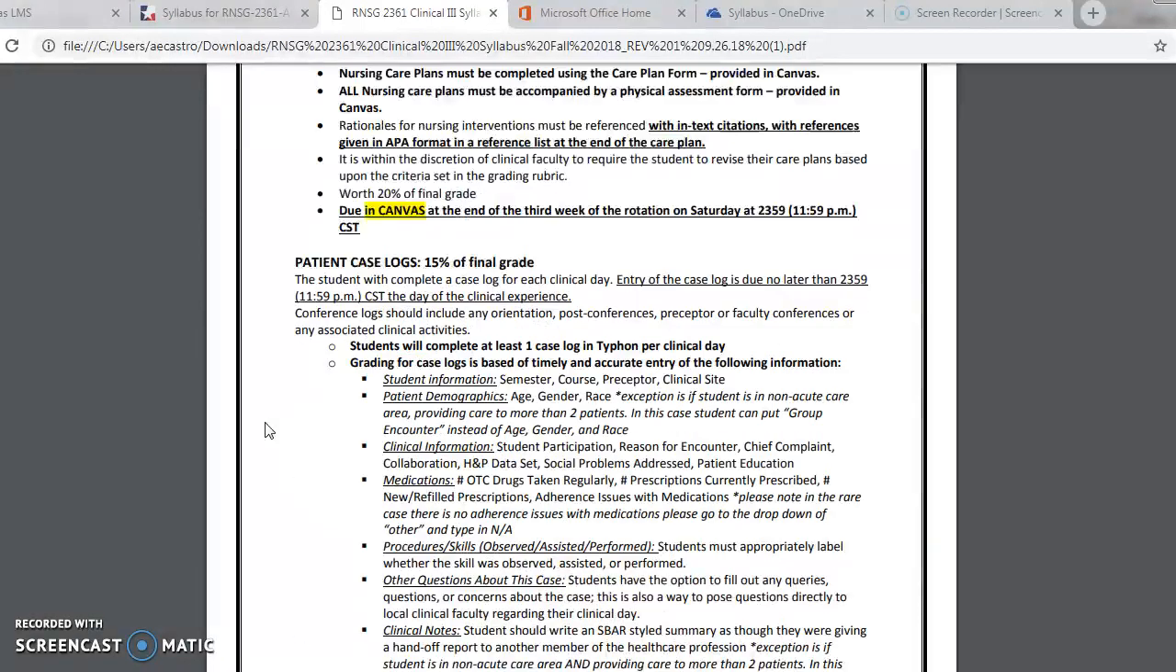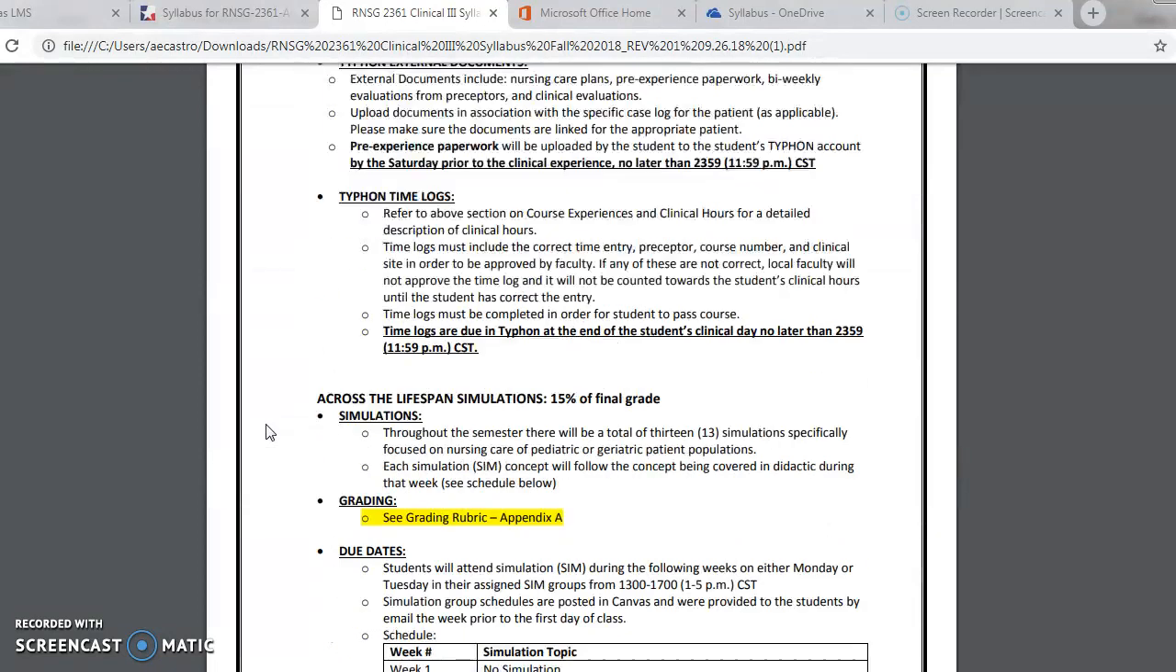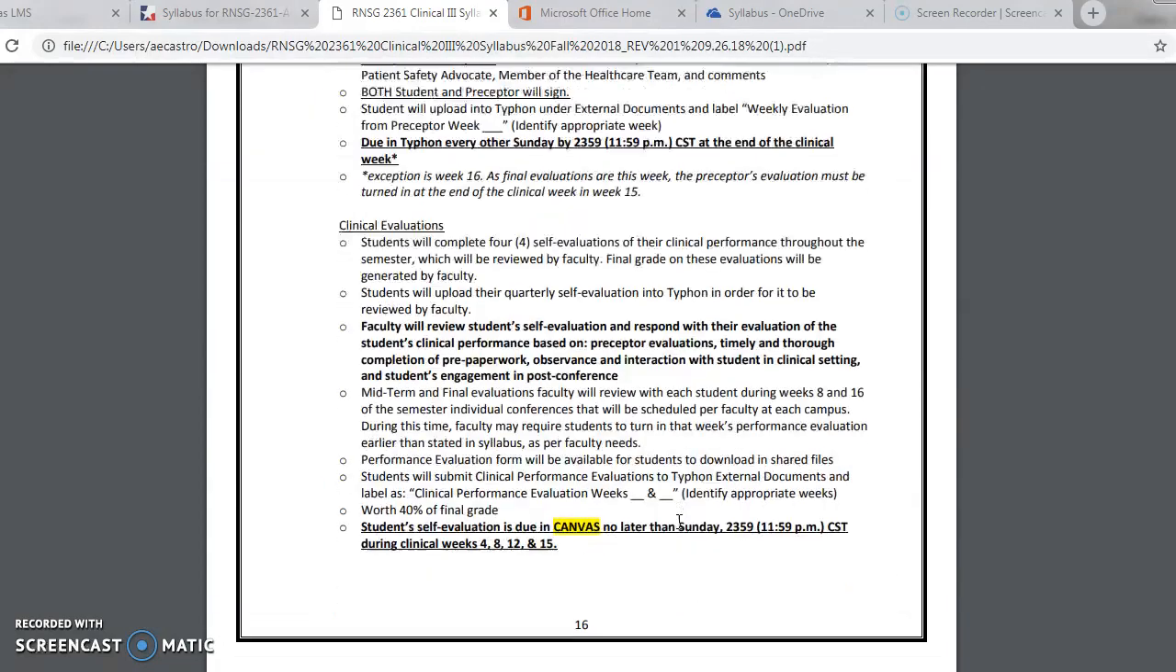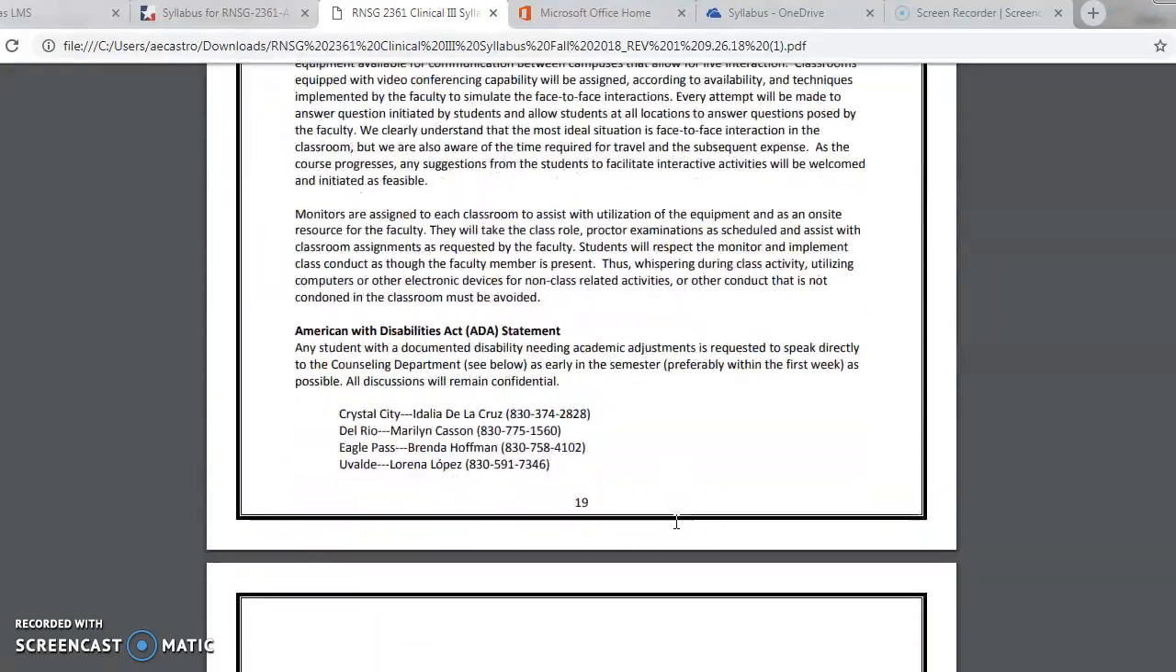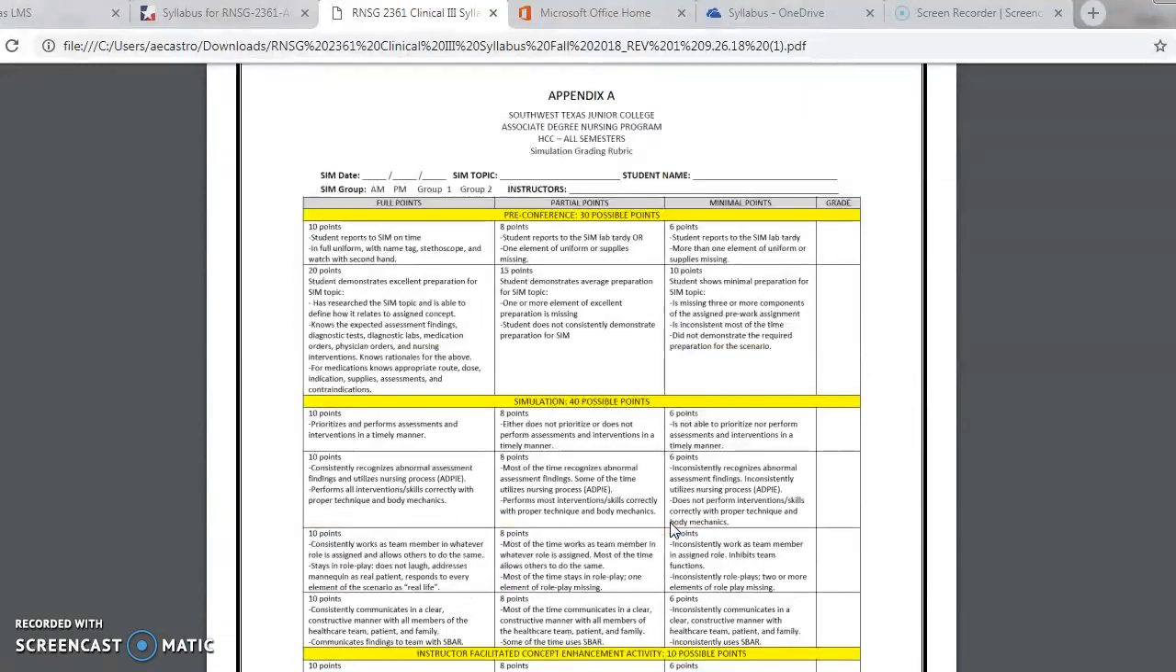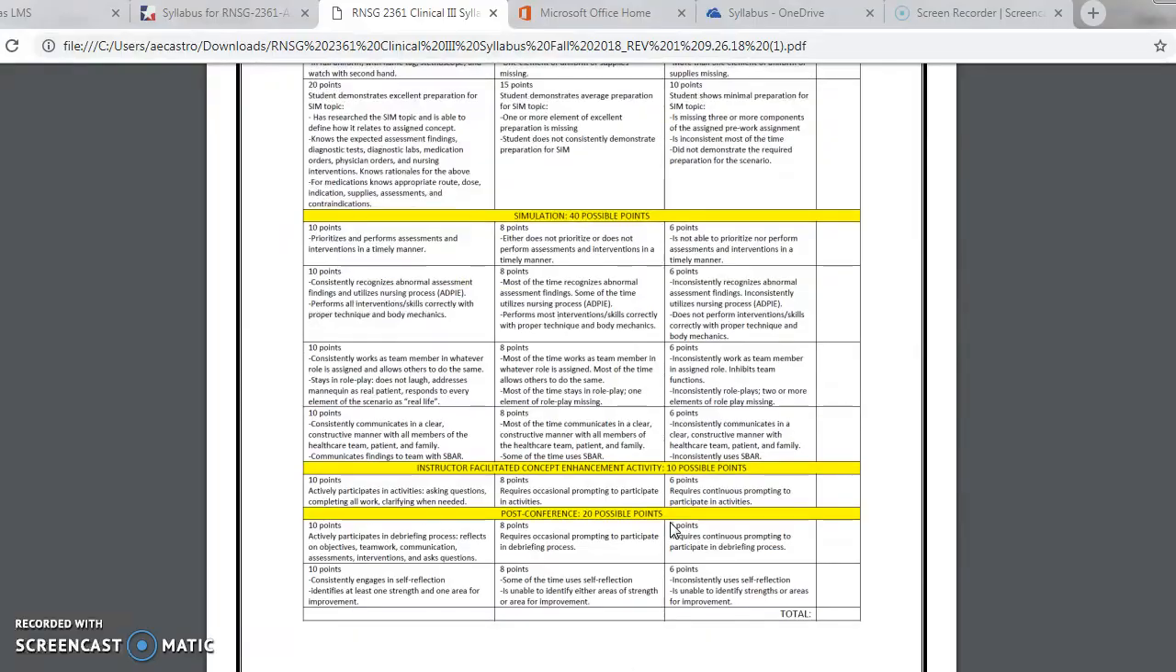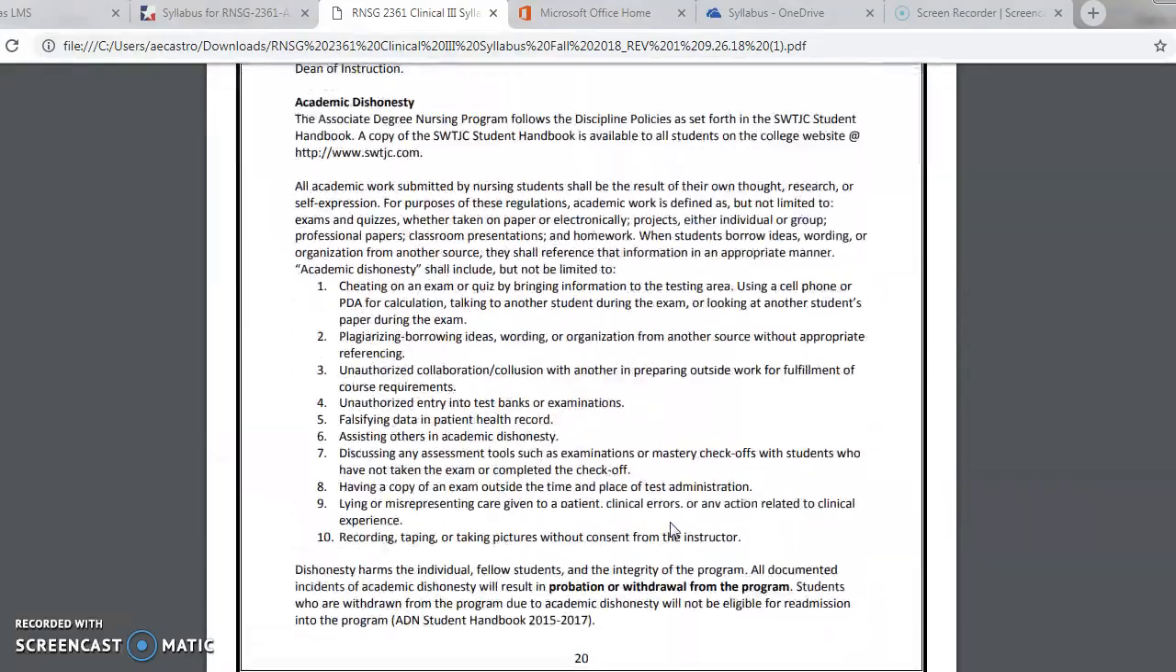The other thing that I want to point out is that previously under our sim grading, we were going to try a different grading tool. We ran into some issues with that, and so we're using the same grading tool for this course and your didactic course, and I put it in the appendix so you could take a look at that.